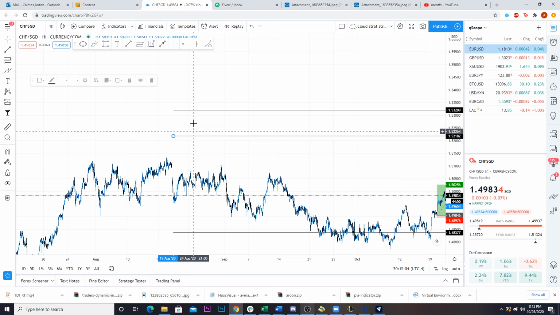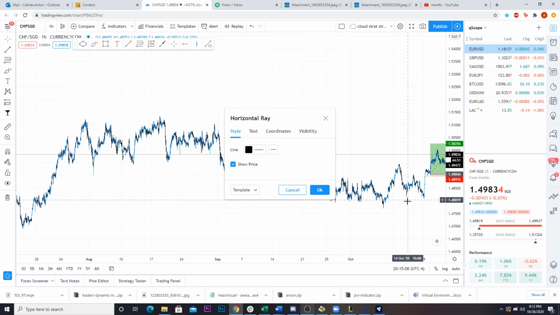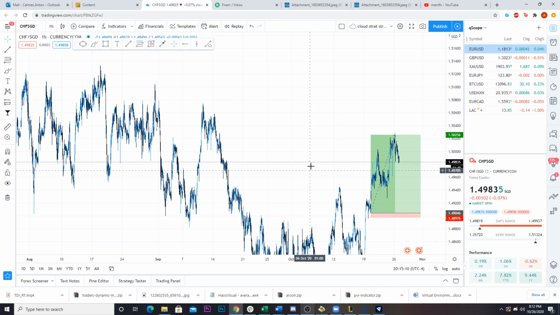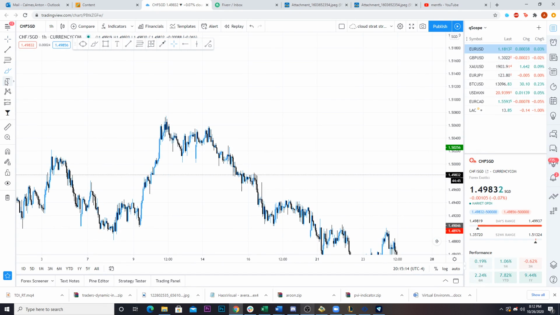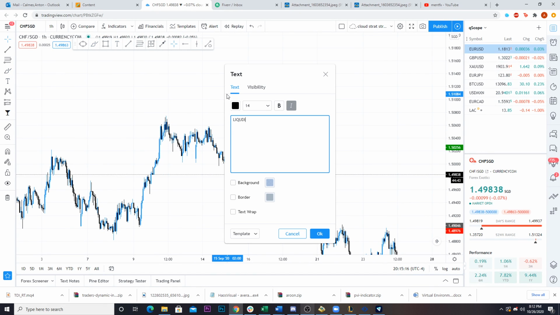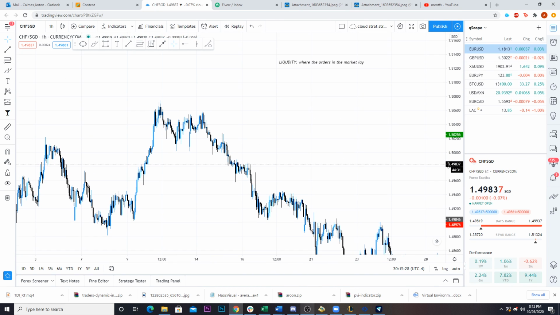So liquidity is defined in many different ways. You can go watch videos that go on for hours about it. You can go read books that go on for hours about it. But ultimately, the simplest way to think about liquidity is the following, okay? Liquidity is where the orders in the market lie. The idea is where do the orders in the current market lay, right?